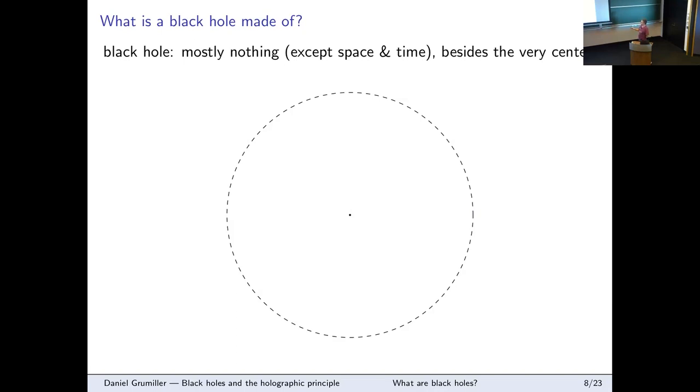Besides the very center. So I indicated this here by this dashed line. So this is the horizon of the black hole. Again, it's like a red line on a geographic map. It's not the boundary that you physically see. You cannot stand on a black hole. And everything that falls into the black hole will accumulate in this waterfall, so in the center or in this singularity in the middle of the black hole.